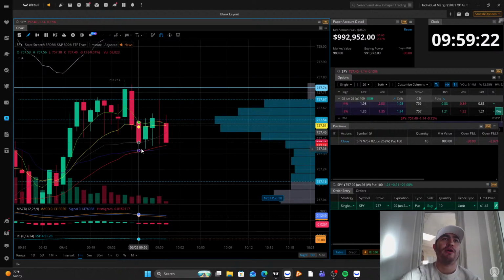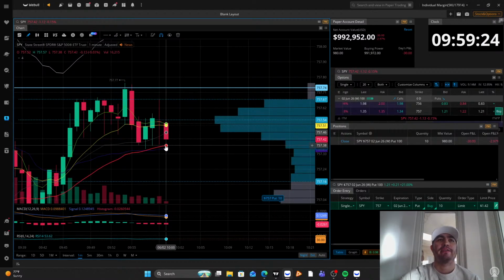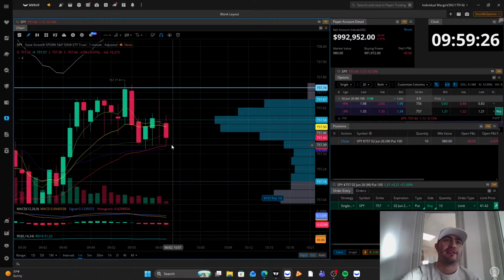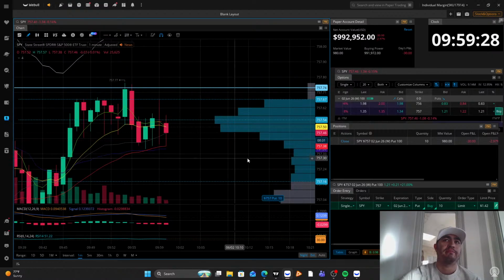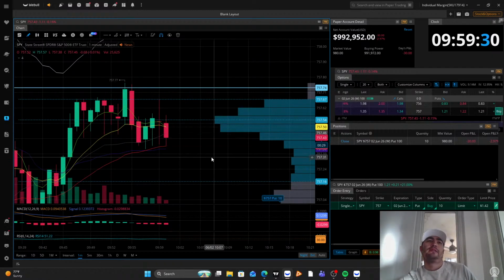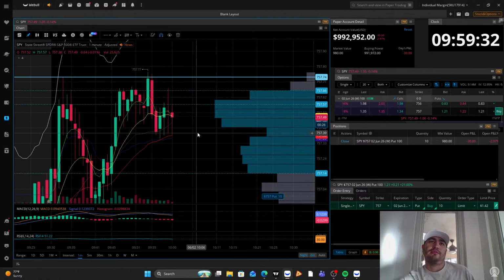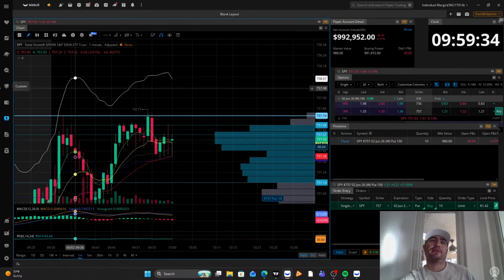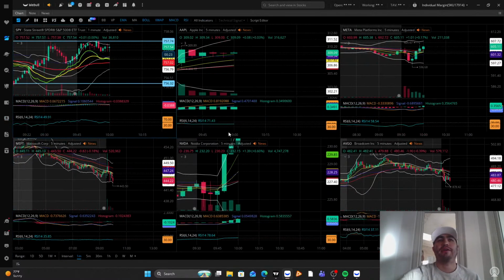You got the VWAP crossing the 50 right here. Here's that 50 test again. Actual candle touch of the 50 though. I don't know. I personally think we're going to get the wash. Let's look at the overall market here. Let's see what's going on.